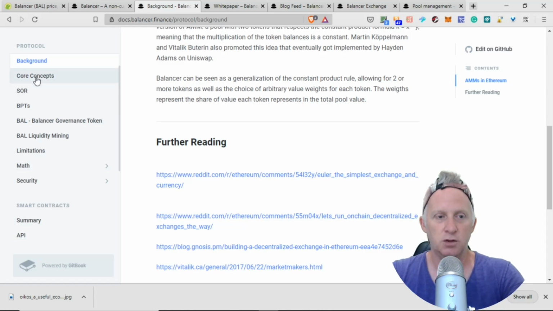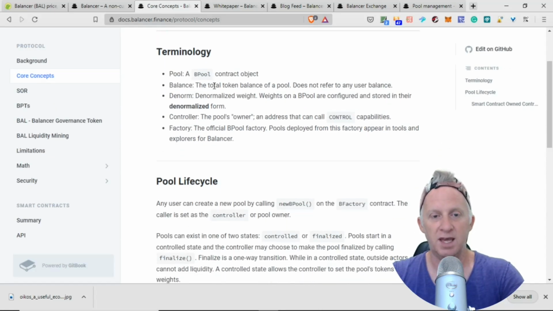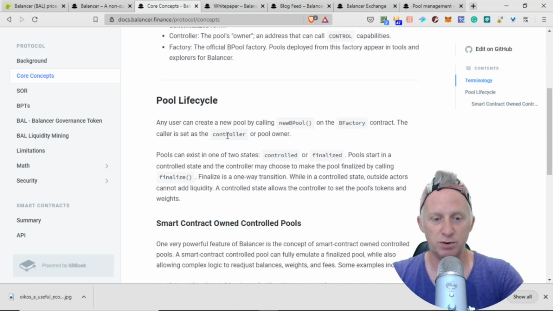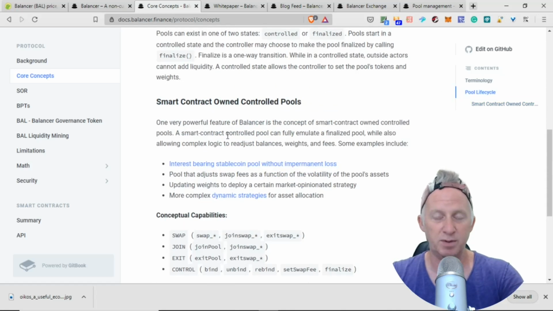The core concept, the terminology: a pool, contract object, balance, the total token balance on a pool. Denormalized weights on a Balancer pool are configured as stored and in normalized form. I think this part is very technical, and I will not continue to read it. This is more for the people who want to get involved more precisely.